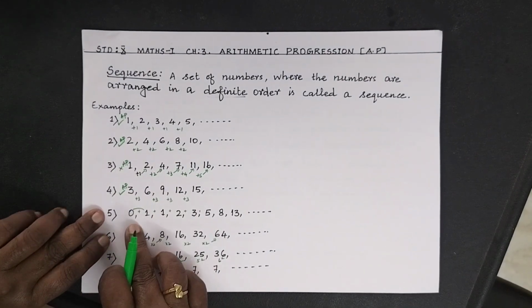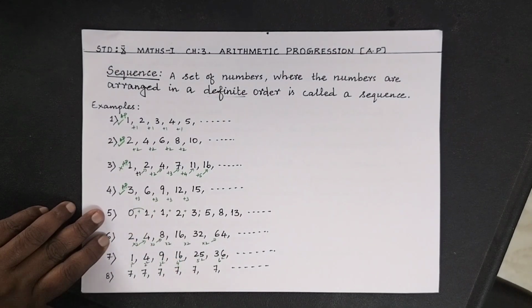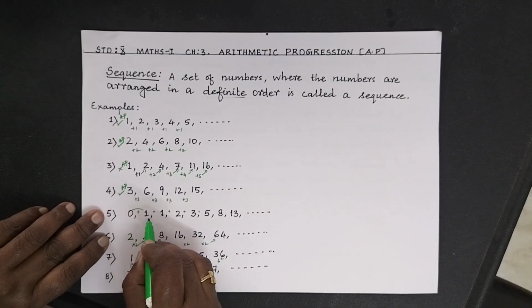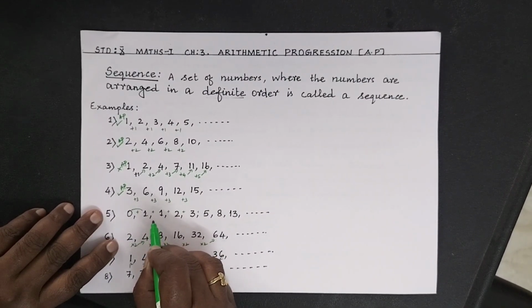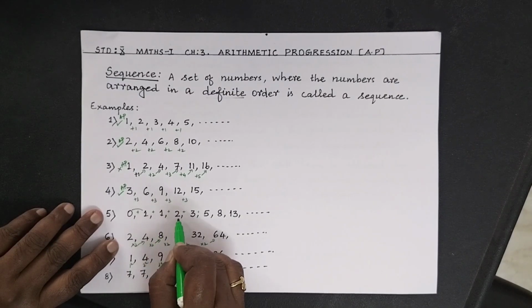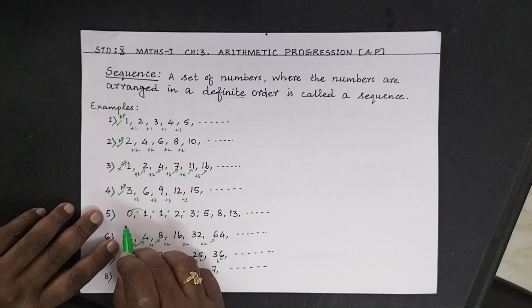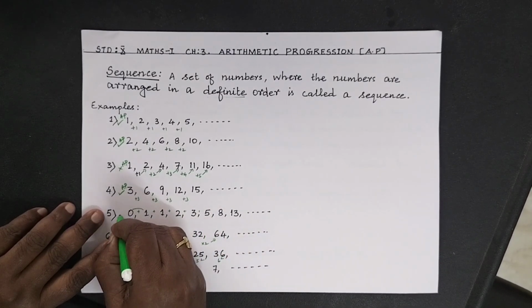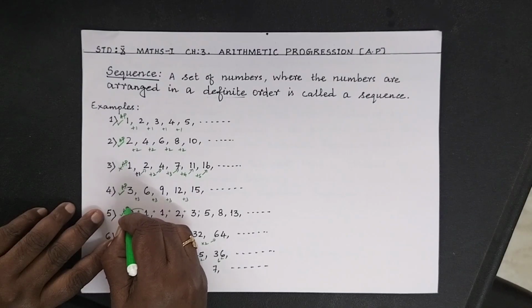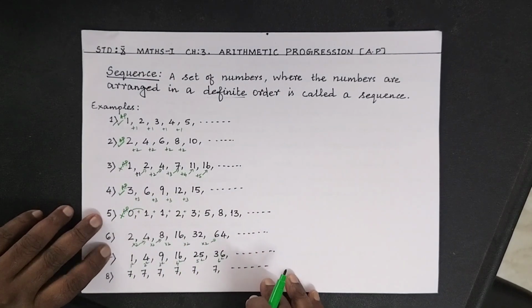Next, look at this. Here the difference between these two is 1, and next, these two is what? The difference between these two is not 1. Again the difference between these two is 1. So here the difference is not constant, therefore this is also not an AP, but it is a sequence.